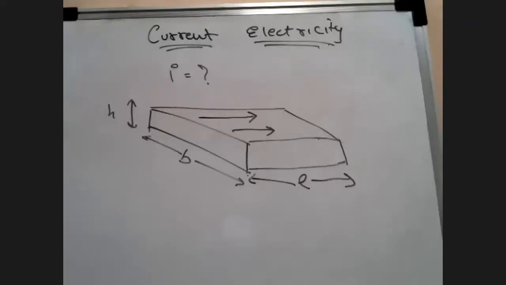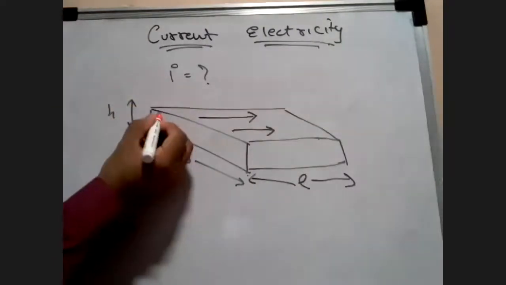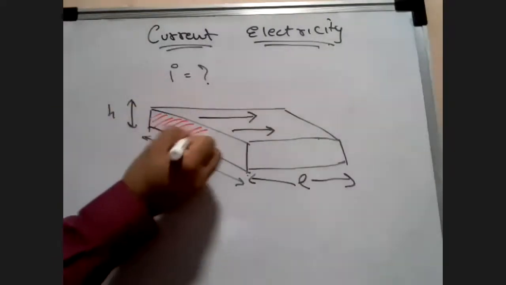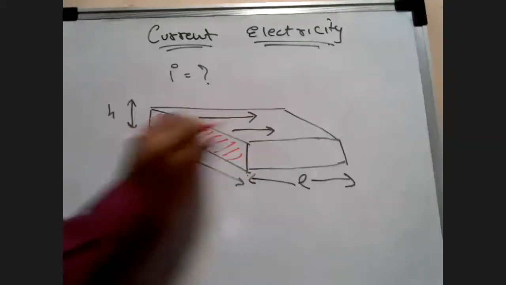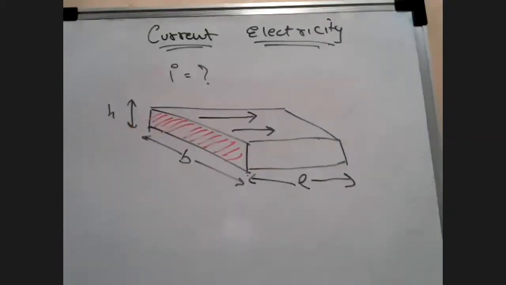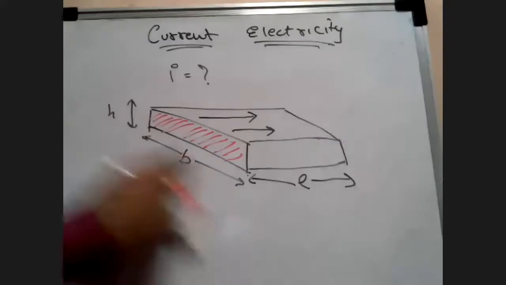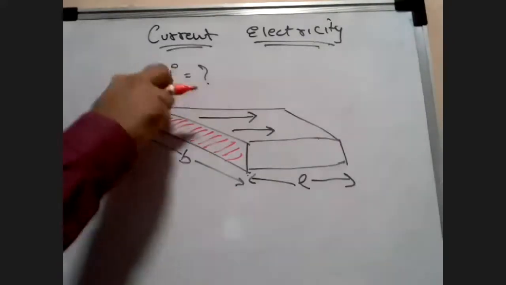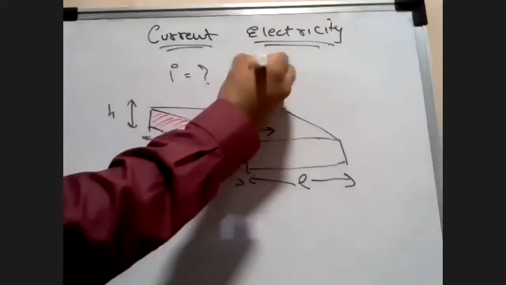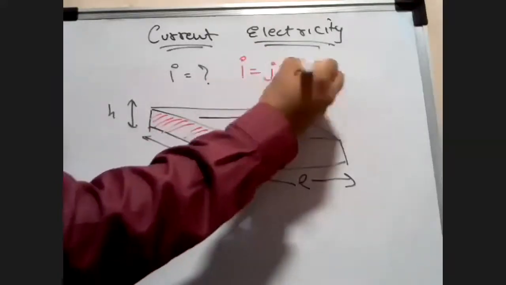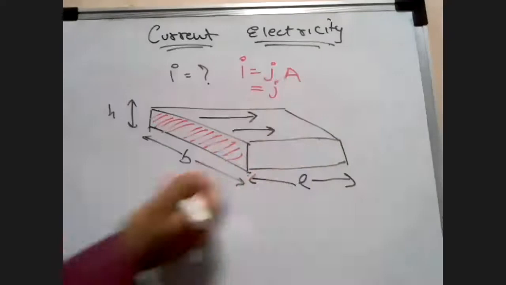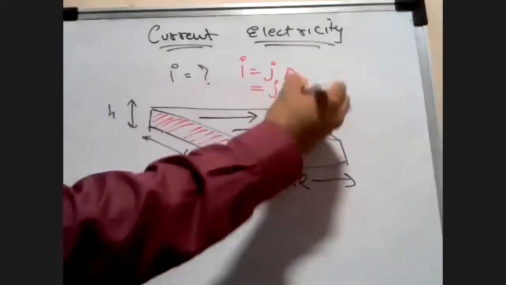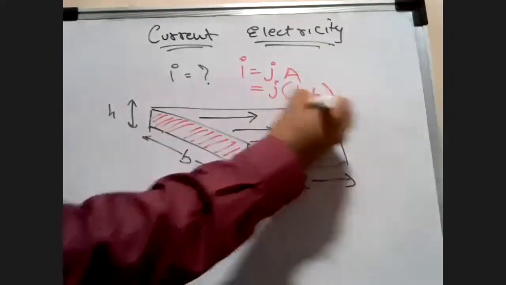Okay, you're right. When current is passing through this, I have shown you the current is in this direction. Area of cross section, what will it be? This will be your area of cross section, because current is flowing like this. So the area of cross section is B into H. So I can write I is equal to J times A, where the area of cross section is B into H. This is the current.